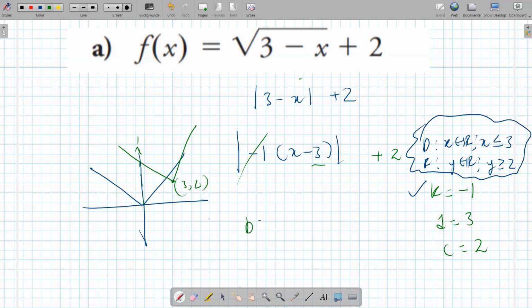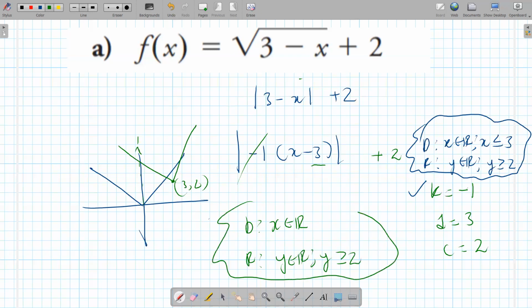What is the domain of this absolute value function? x is... no, it's just x ∈ R. Yeah, good. What about y? y is greater than or equal to +2. Yes, y ∈ R, colon, y is greater than or equal to +2, and you're done. You see that? Once you decipher what the a, k, d, c is, it doesn't matter what function they throw at you. The procedure is literally the same.